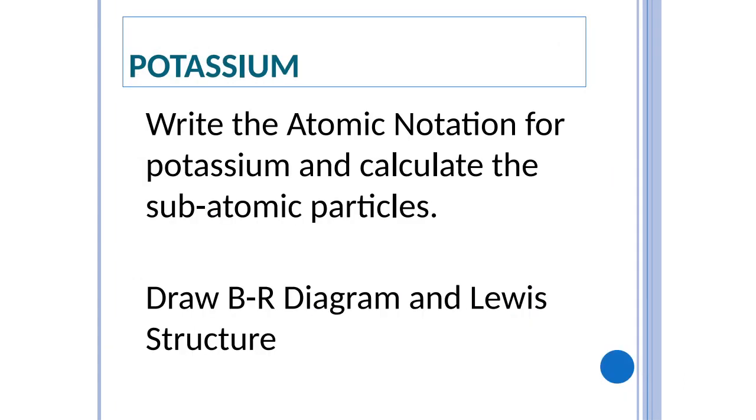Now let's do an example of putting all of this together. We have potassium as our element to do an example with, and we're going to write the atomic notation for potassium, calculate the subatomic particles, and then draw a Bohr-Rutherford diagram and a Lewis structure for this element.